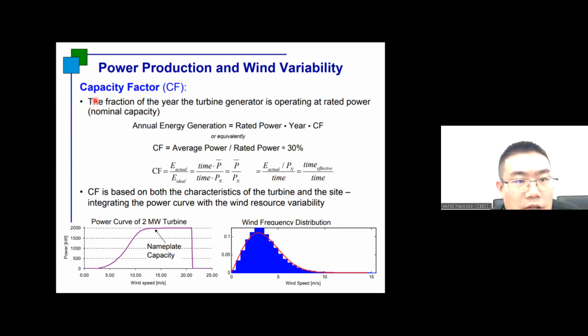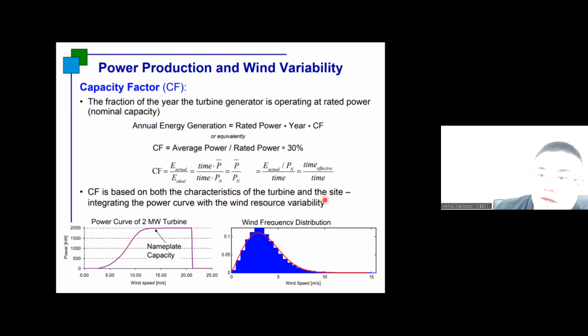Okay, so the capacity factor means the fraction of the year the turbine generator is operating at the rated power. It cannot always operate at the rated power. It's very different from the fossil fuel power plant, coal-fired or gas-fired, both. We can always want the fossil fuel power plant to operate at its rated power. So we can see that the annual energy generation is the rated power, multiplied by the year, and the CF. In this case, the CF is based on both the characteristics of the turbine and the site.